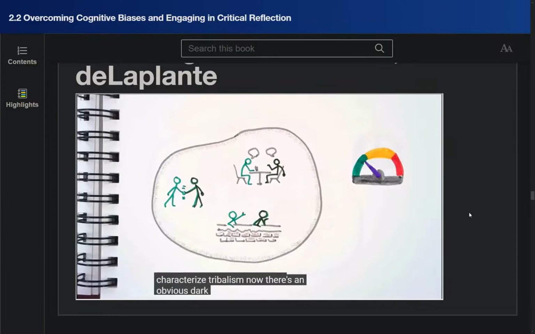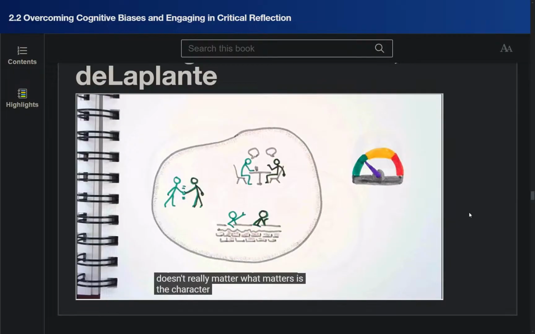Now, there's an obvious dark side to polarization. It's not hard to see how increasing polarization in our tribal psychology can lead to serious social and political problems and a distorted perception of the world. Here are two groups that are intermixed. They live and work together. I've drawn one as lighter green and the other as darker green. Let's assume that they disagree on some fundamental principles. They could be liberals and conservatives, Protestants and Catholics, vegetarians and non-vegetarians. It doesn't really matter.